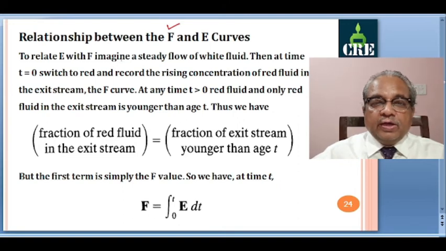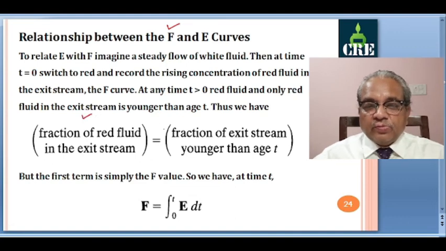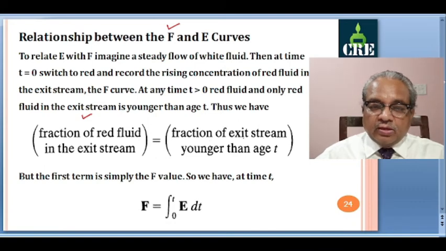To relate E and F, imagine a steady state flow of white fluid. At time t equal to 0, switch to some color, red, and record the rising concentration of red fluid in the exit stream. For the F curve at any time t greater than 0, red fluid, and only red fluid, in the exit stream is younger than the age t. So the fraction of red fluid in the exit stream is equal to the fraction of the exit stream younger than t.